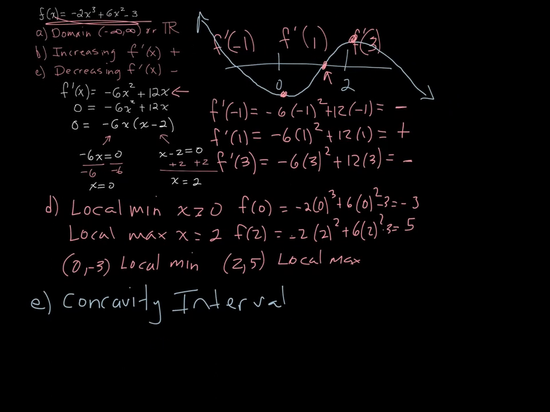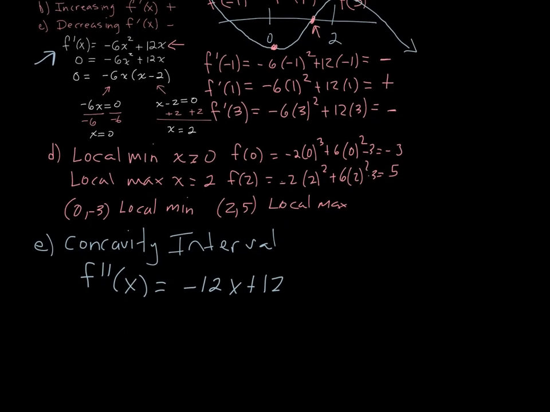How do you find the inflection point? You take the second derivative. So that would be, what, negative 12x plus 12. I'm going back and looking up there. I took my second derivative. From here, I would solve this. I would set this equal to 0 and solve for x.